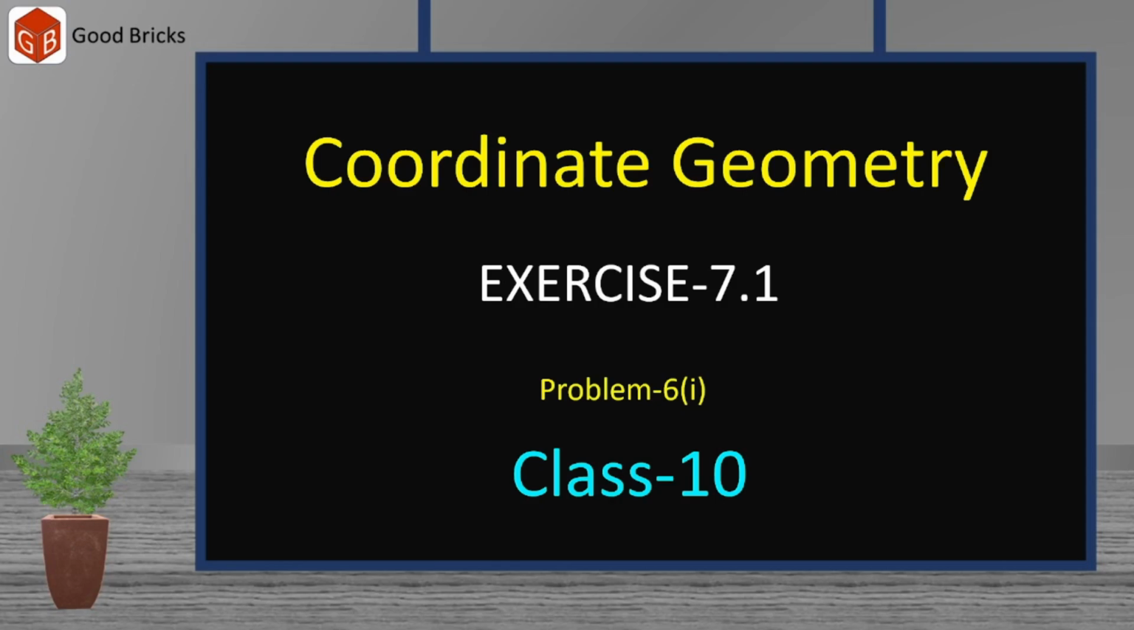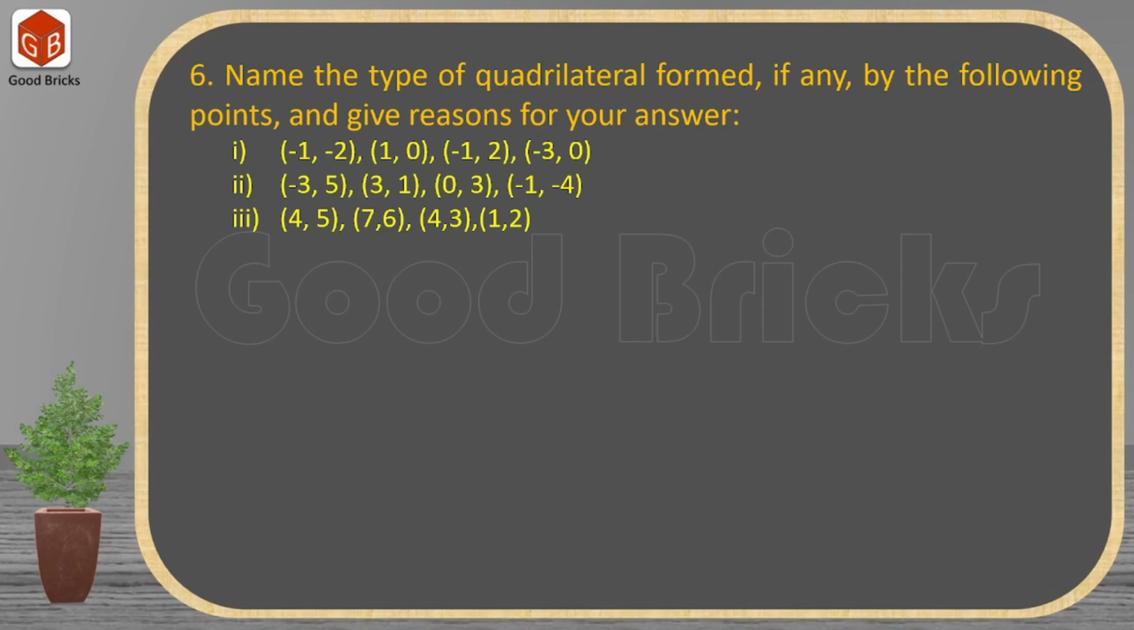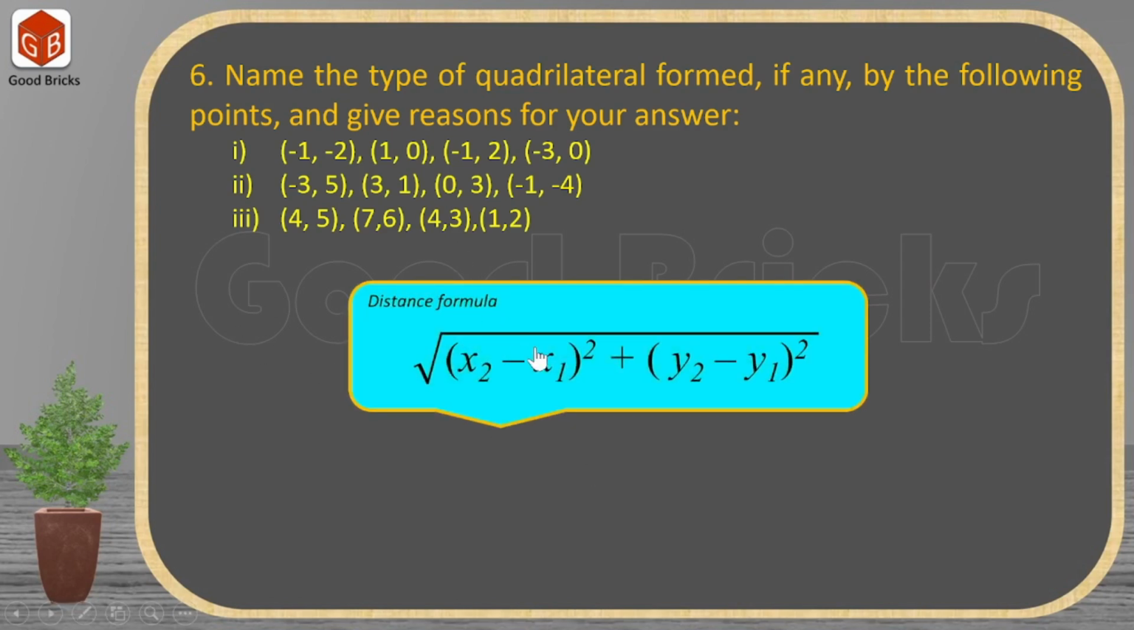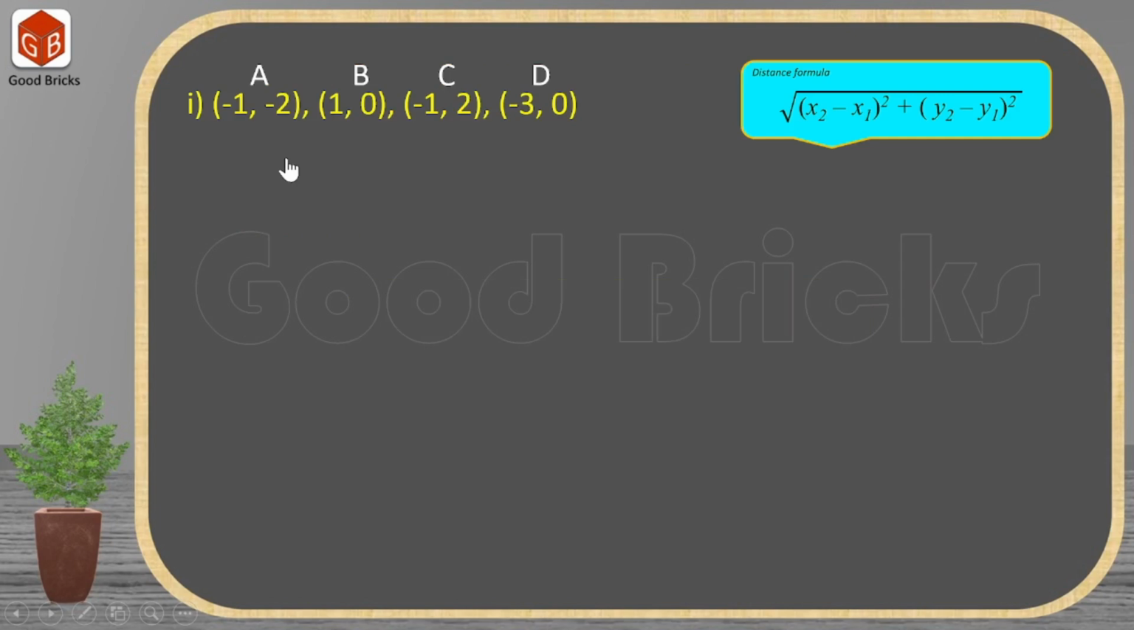Let us now solve problem 6. In this they have given 3 bits. So let us now take the first bit. They have given 4 points and we are assuming this as point A, this as point B, this as point C, this as point D. Now the question is whether these 4 points will form a square, rectangle or rhombus. So whatever it may be, first of all we need to find the lengths between these points using the distance formula.